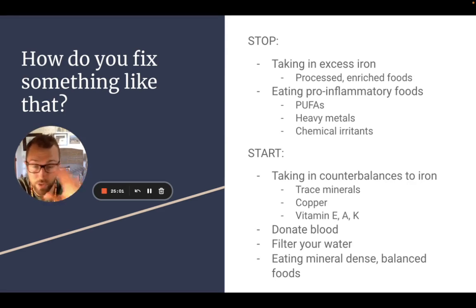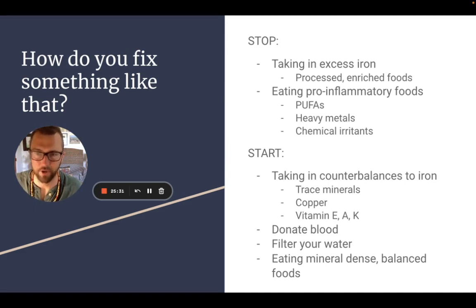So we need to stop taking in excess iron, so no processed or enriched foods, right? If you're eating enriched wheat flour, it's enriched with reduced iron, and it's not enriched with any of the things that help it regulate the use of that iron. So no more pro-inflammatory foods, right? PUFAs, polyunsaturated fatty acids. That's hydrogenated oils, canola, sunflower, vegetable, soybean, all of those, garbage.